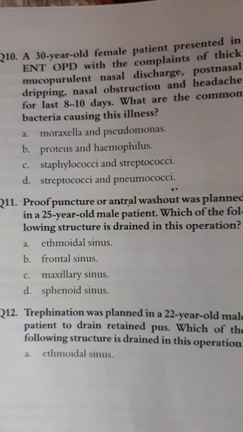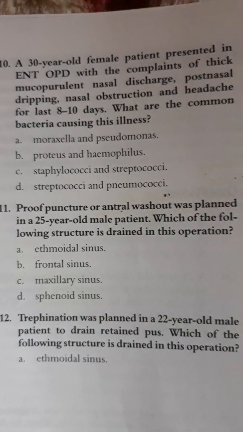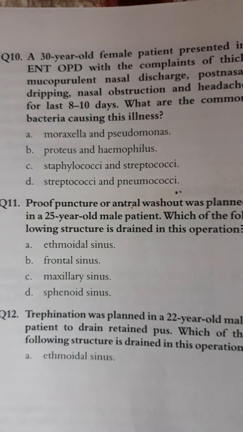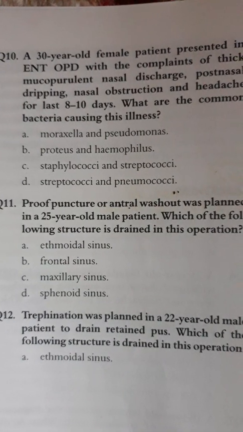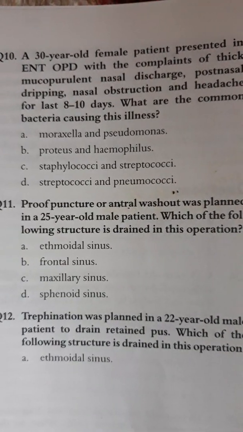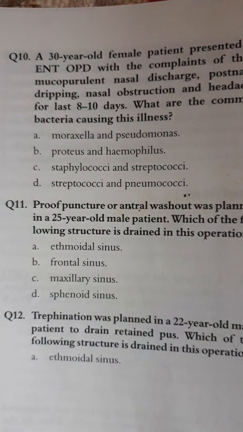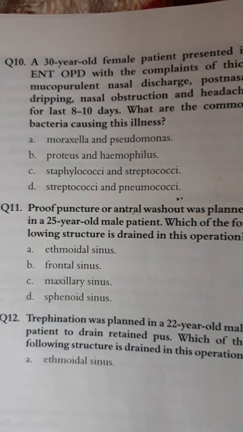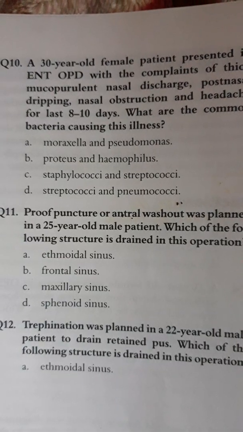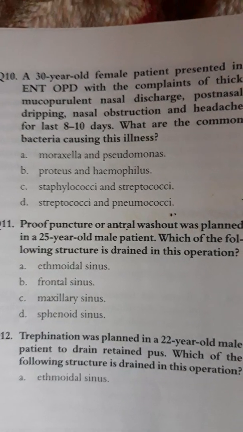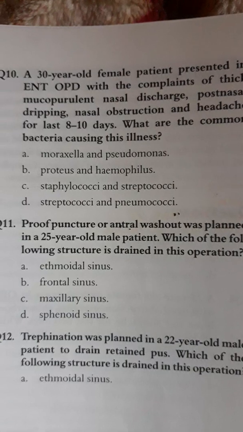11. Proof puncture or antral washout was planned in a 25-year-old male patient. Which of the following structures is drained in this operation? Best option is maxillary sinuses, for draining of the pus from the maxillary sinuses with the help of proof puncture or antral washout.